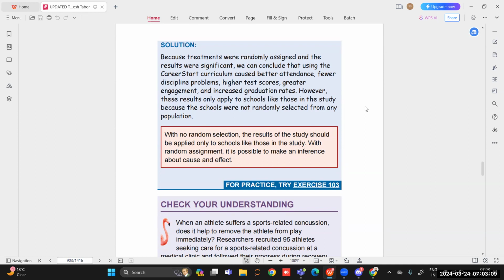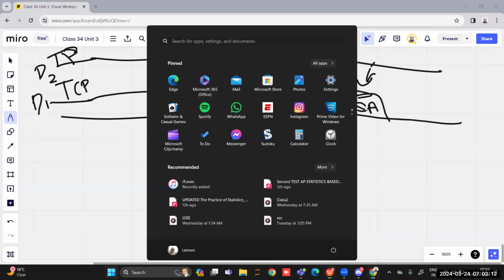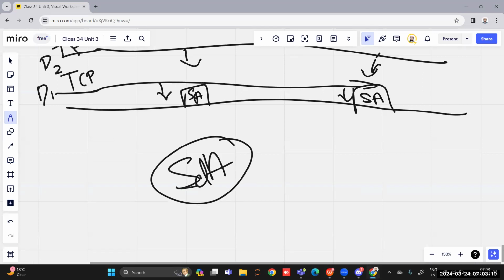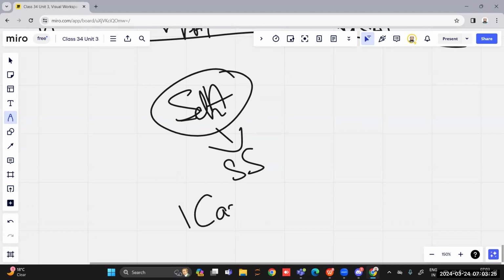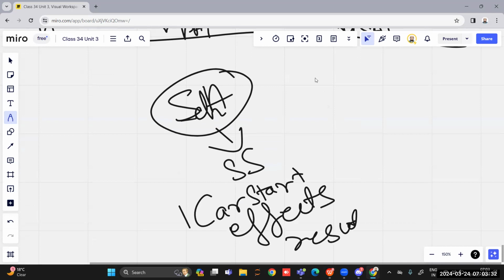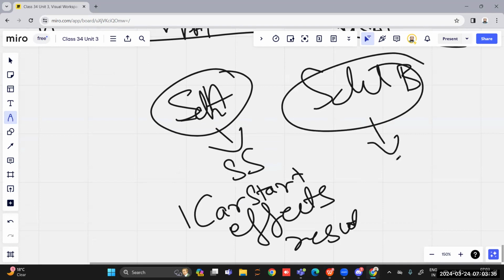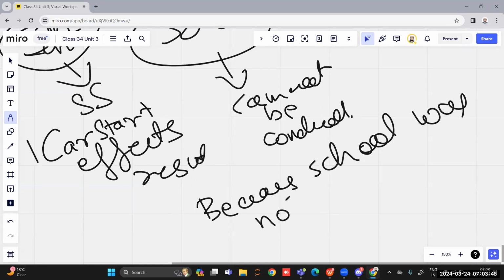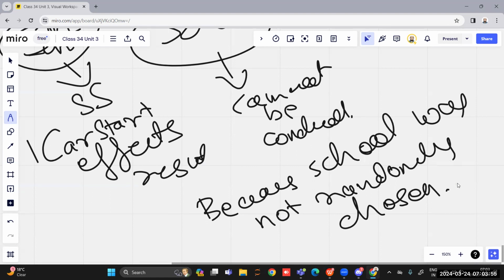Therefore, for all schools in general, it is not statistically significant, but for a specific school, it is statistically significant. Means, for school A, it turns out to be statistically significant that Career Start affects results. For example, I cannot conclude the same for school B. It cannot be concluded. Why? Because the school was not randomly chosen. That's the thing.